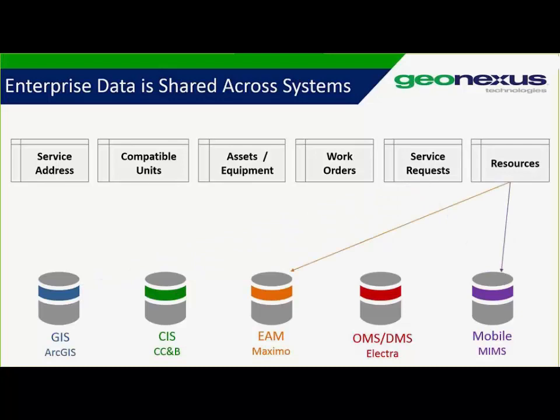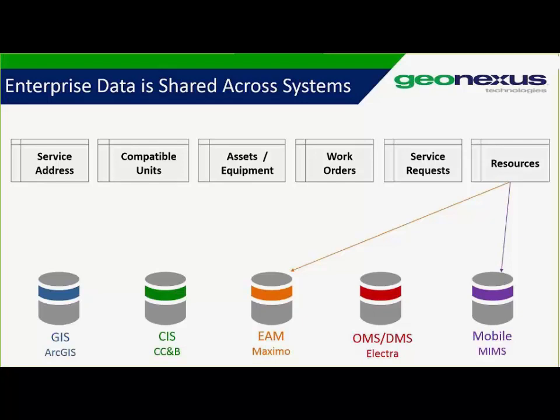And then finally, resources. Our crews, our human resources. We need to understand where those are, what kind of skills we have, what kind of crafts we have, who's available to do a certain type of job. So that's really important to have in our work and asset management system for scheduling and planning work orders. It's really important to have that in our mobile technology so we can assign work to the proper crew that has the right skills and know-how to perform the work.